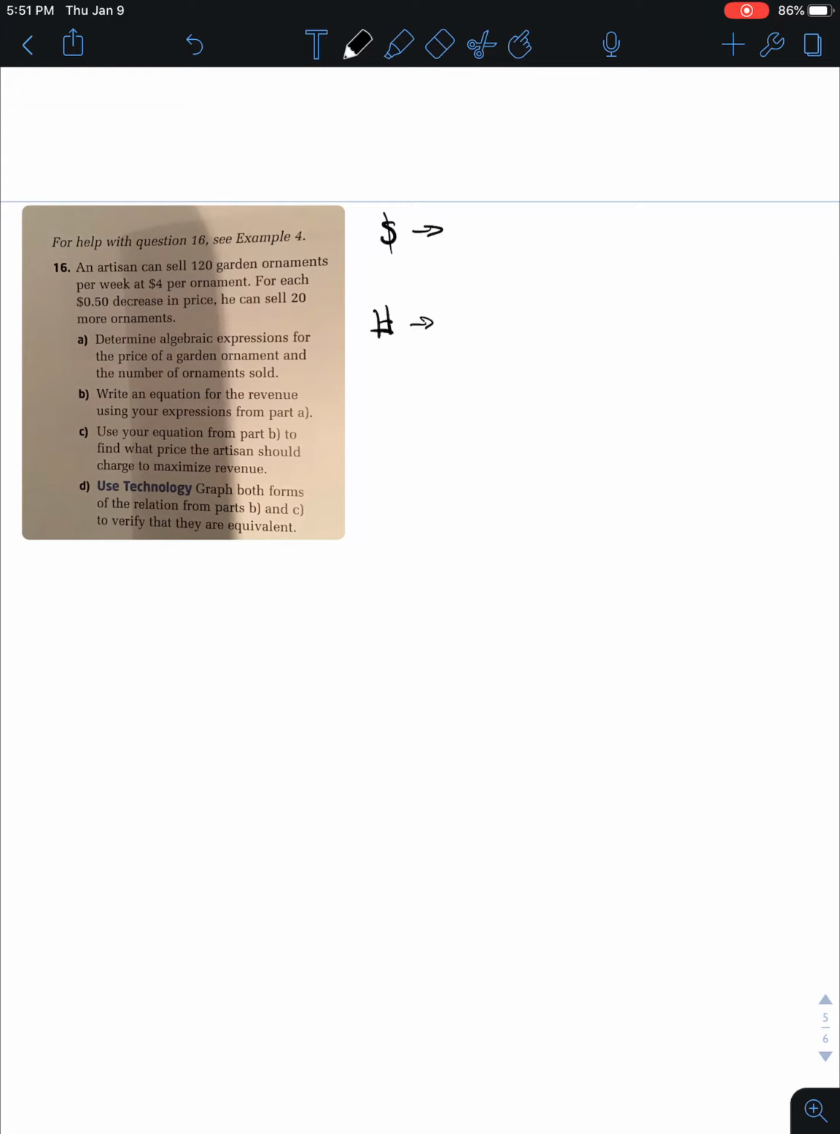So here, an artisan sells 120 garden ornaments per week at $4 per ornament. For each 50-cent decrease in price, he can sell 20 more ornaments. Before I even read part A, I'm thinking in my head that I have to extract information here. I like starting with the numbers first. So I see 120. He's going to start with 120. And then what's going to happen?